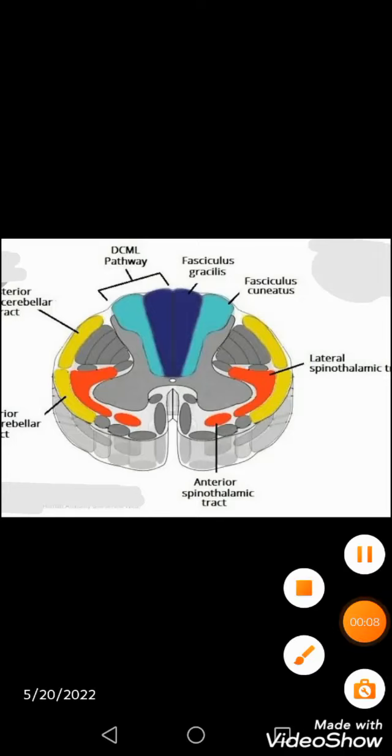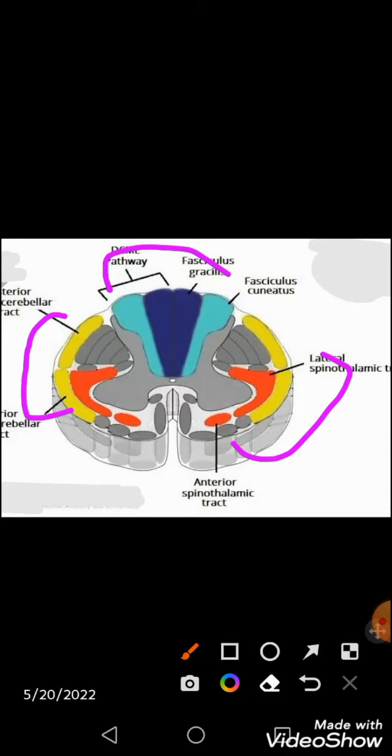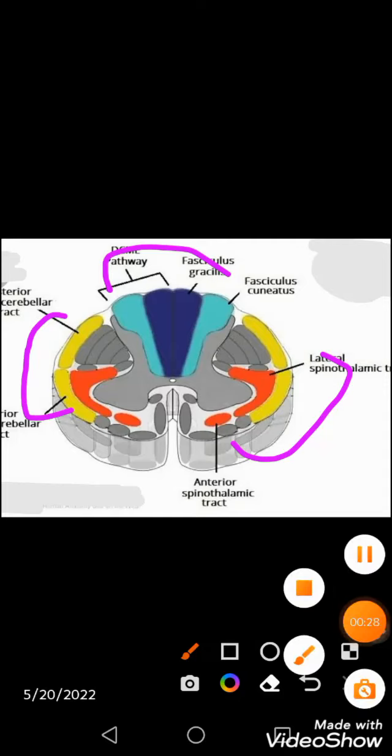This is the transverse section of the spinal cord that shows the three types of ascending tracts. Number one is the dorsal column tract, which forms the medial lemniscus. The other is the spinocerebellar system. The third variety is the anterolateral system, which is made up of the anterior and lateral spinothalamic tracts, right?